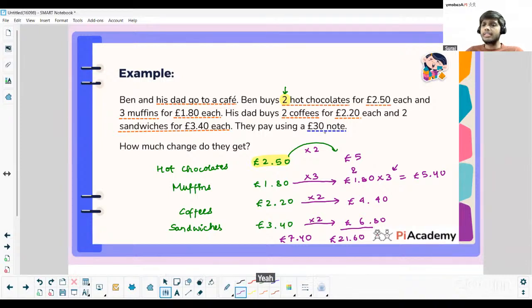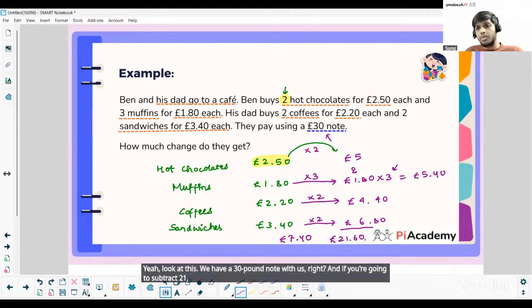Look at this. We have a £30 note with us, right? And if you are going to subtract £21.60 from it, will it be £7.40 or £8.40? What do you guys think? Yes, Joshika?